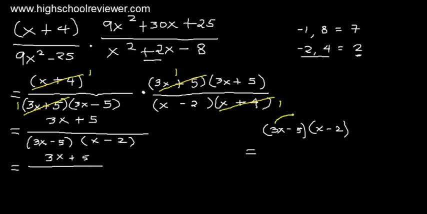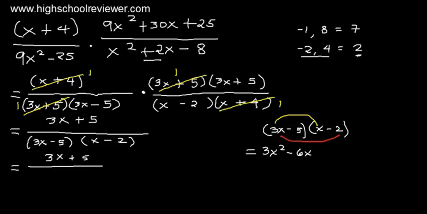So we are going to multiply first the first terms, 3x multiplied by x. This will give us 3x squared. And then this will be followed by the outer terms, or O. So we have here 3x multiplied by negative 2, that is negative 6x.